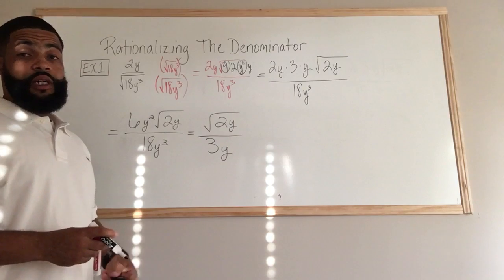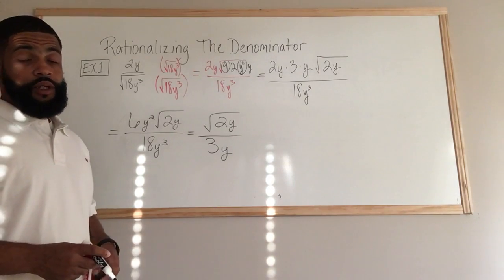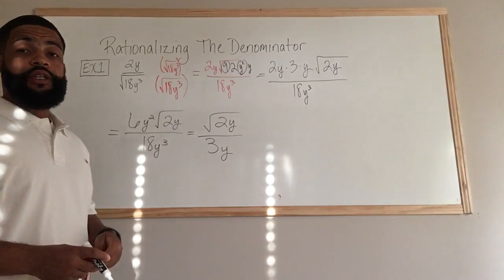And that is the first example of rationalizing the denominator. There are 2 other cases that we'll cover in the next 2 videos.